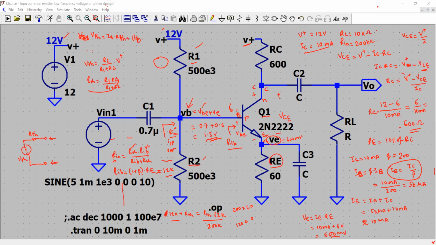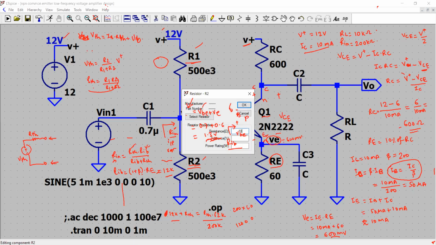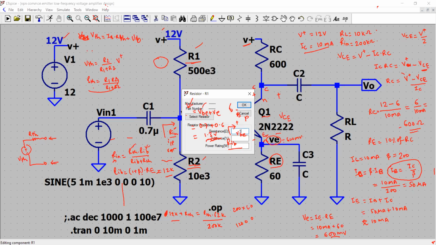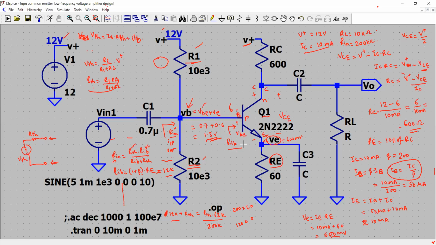So from these equations, you get the values of R1 and R2. You just solve that. Choose one of the values of the resistor and you can calculate the value of the other resistor. So I am choosing the values of the resistors to be, let's say, 10K each. In fact, it has to be chosen by the formulas that we calculated. So 10K each. These two values will maintain the base current with the value we calculated.